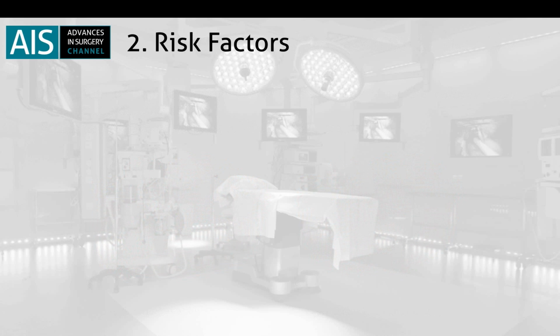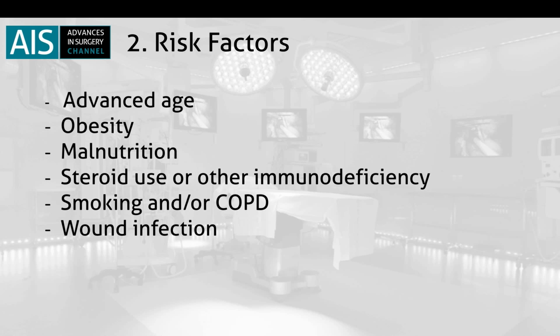Risk factors. Peristomal hernias occur as a result of weakness in the abdominal wall, which may or may not be associated with elevated intra-abdominal pressure or be due to a technical failure when the stoma is created. Consequently, the main risk factors for peristomal hernias are advanced age, obesity, malnutrition, steroid use or other immunodeficiency, smoking and/or COPD, wound infection.